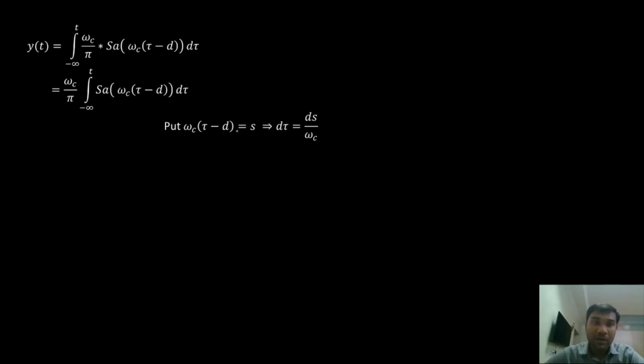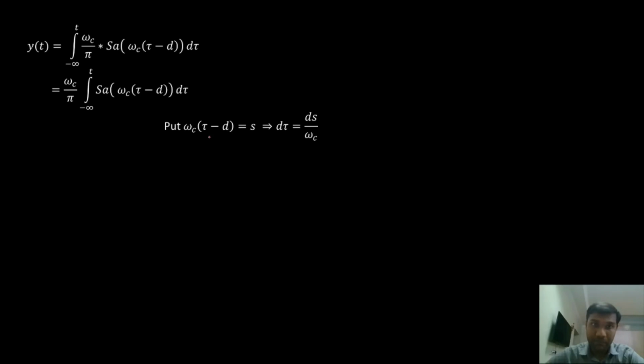Then if I differentiate this term with respect to tau, I get omega c into d tau equals ds. When I differentiate with respect to tau, the term minus d into omega c becomes 0. Now omega c into d tau equals ds, and from that I get d tau equals ds by omega c.